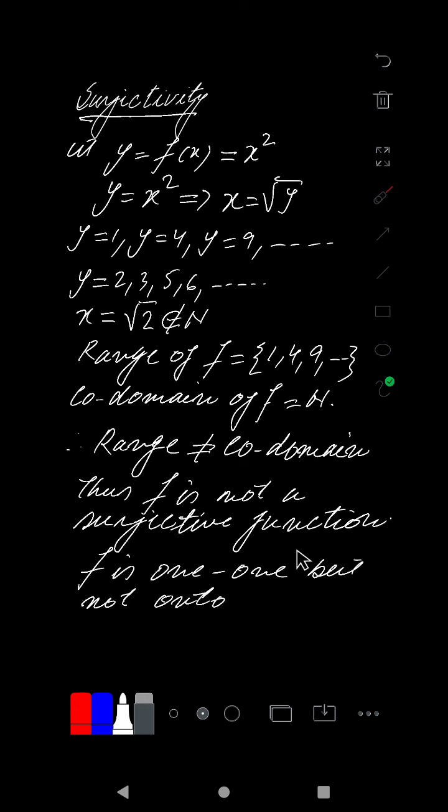1-1 function is also known as injective function, and onto function is also known as surjective function. So in other words, we may say that f is an injective function but not a surjective function. Now the second part of the second question: the function is the same as the previous one, f(x) is equal to x square, but the domain and codomain are different because here f is defined from Z to Z. That is, domain and codomain both are the set of integers.